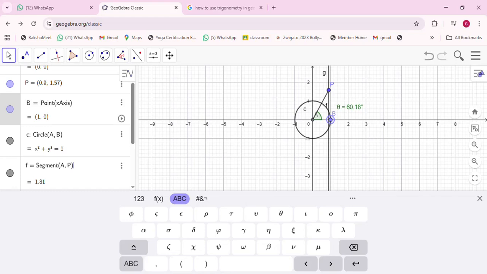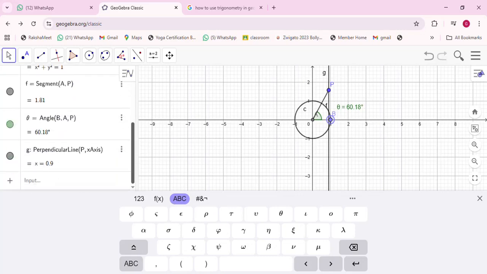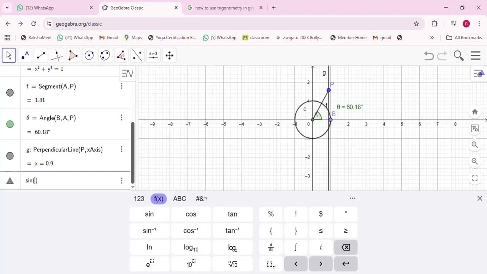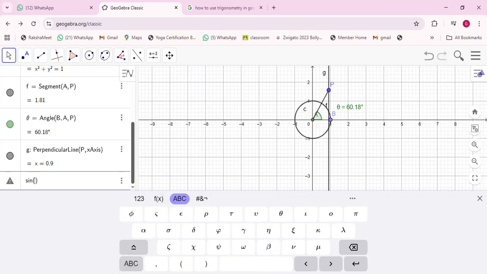Now as you know, a triangle, which is BAP, this triangle, if I see the trigonometry of this triangle, you can see sine theta and cosine theta. So I will write here, find the sine of the angle. For that I will write the function sin, and in the bracket I will write the angle theta. You can see the answer, 0.87.